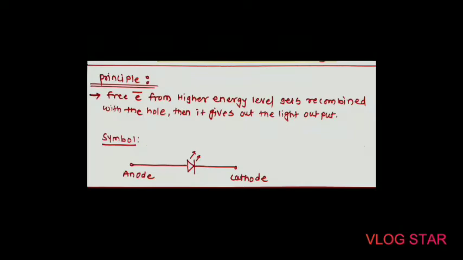So I think it is clear to you. Next, we will move towards the principle of operation. When free electrons from the higher energy level get recombined with the hole, then it gives light as output. And in the case of LEDs, the supply of higher level electrons is provided by the battery connection. Here we can see the symbol of an LED. The length of the anode terminal is made longer than that of the cathode terminal.